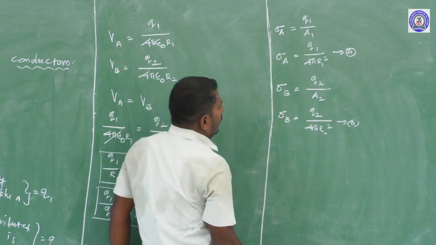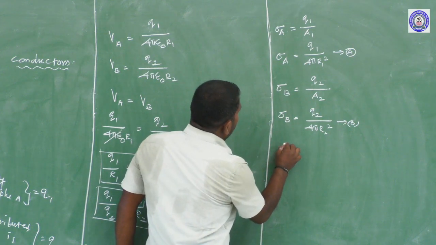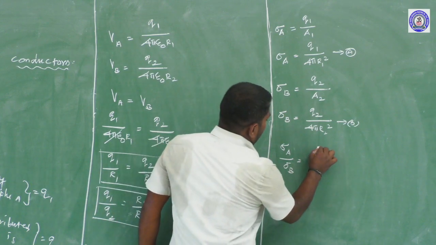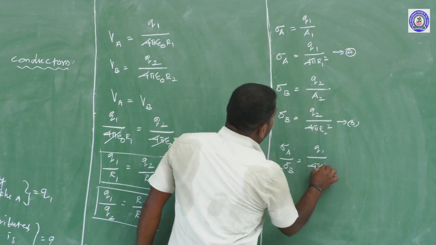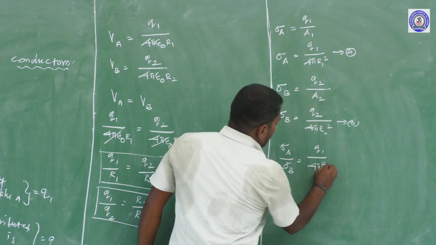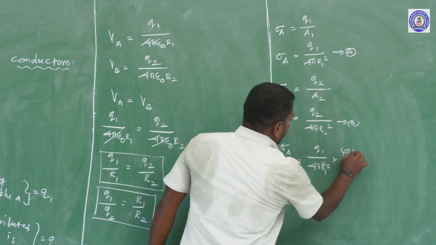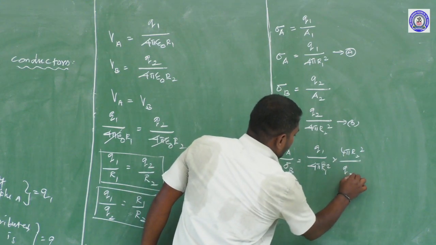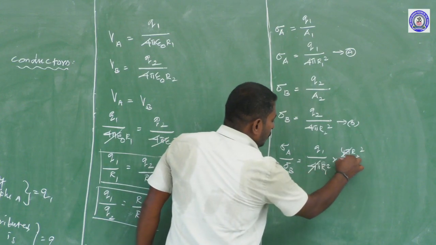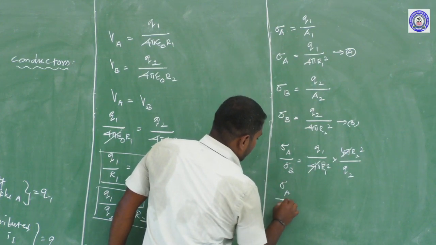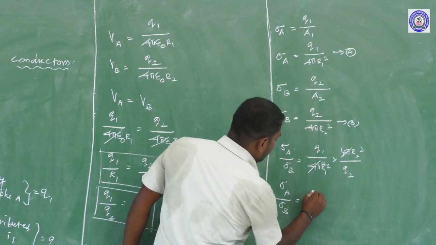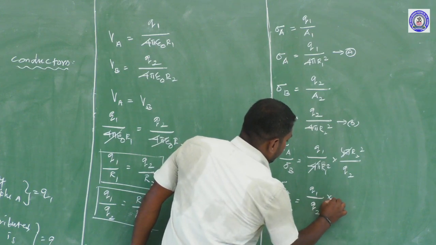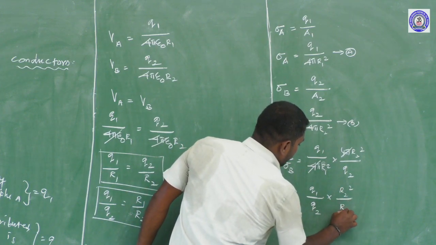The ratio of surface charge densities, sigma A divided by sigma B, is equal to Q1 divided by 4 pi R1 square, into 4 pi R2 square divided by Q2. The 4 pi cancels. Sigma A divided by sigma B is equal to Q1 divided by Q2, into R2 square divided by R1 square.